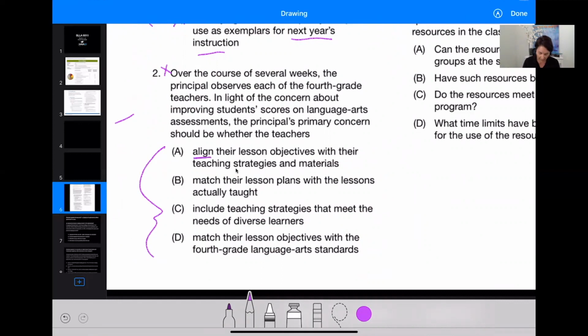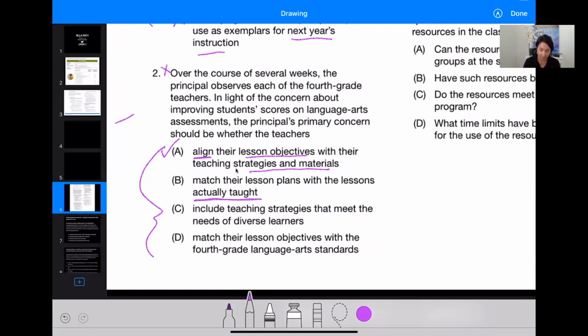Align, ooh, I like align, their lesson objectives with their teaching strategies and materials. Right, it's got alignment of lesson objectives to teaching strategies and materials. Okay, it's pretty good. I'll keep it. B, match their lesson plans with the lessons actually taught.